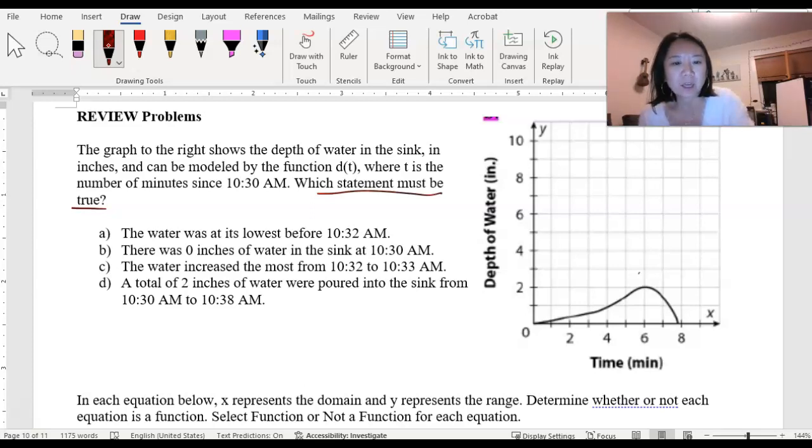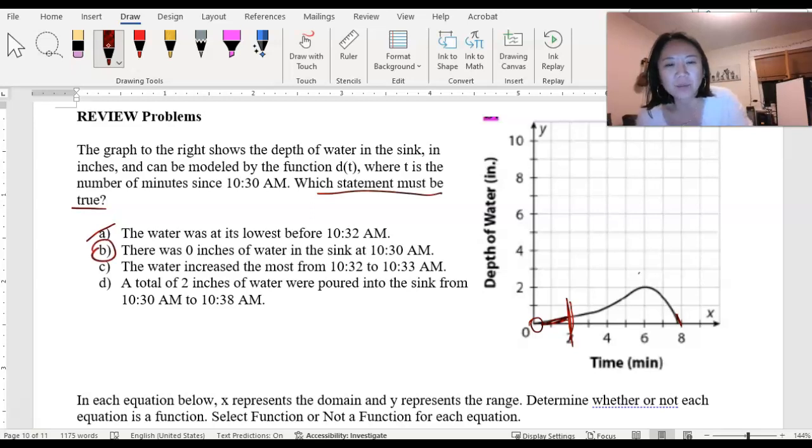So the water was at its lowest before 1032. So this is at 1032, and the water is pretty low here. However, it is also that same amount of lowness in this last 7 to 8 minute mark. So while it is true that it is low before 1032, it's not the lowest because there's 2 places that it is at 0. There is 0 inches of water in the sink at 1030. Well, at 1030, we do have a point at 0, so that is true.